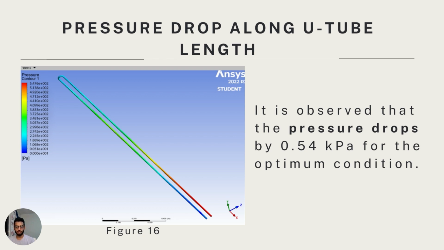It is observed that as the flow progresses towards the end, the pressure drop increases. This is because as the flow rate increases, dynamic pressure loss is caused due to the change in the direction of flow along the U-bend, and also frictional loss. It is also observed that the pressure drops by 0.54 kilopascal, as I mentioned earlier.